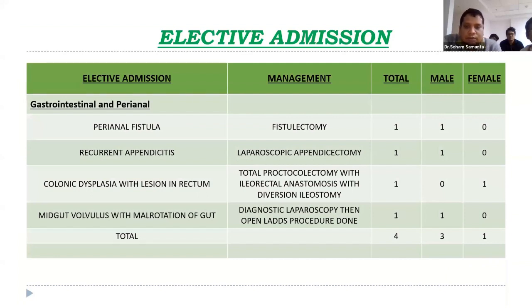For gastrointestinal perianal fistula, we did fistulectomy. For recurrent appendicitis, we did laparoscopic appendectomy for 1 case. A case with colonic dysplasia, multiple polyposis. Yes, sir, from cecum to rectum. Yes, sir. And the rectal lesion was also a proliferative growth. For midgut volvulus with malrotation of gut, we did diagnostic laparoscopy, then open Ladd's procedure was done.